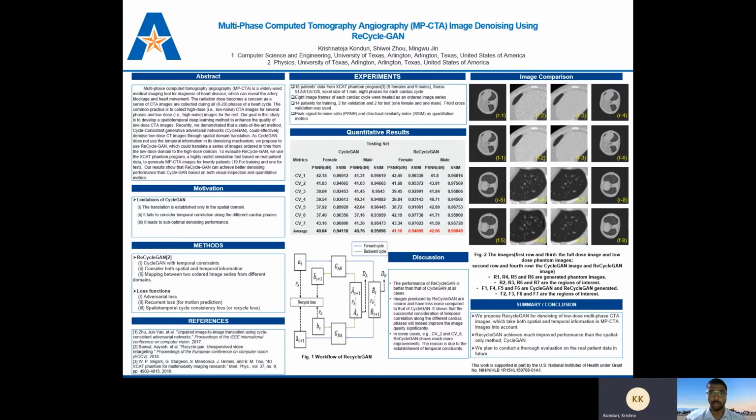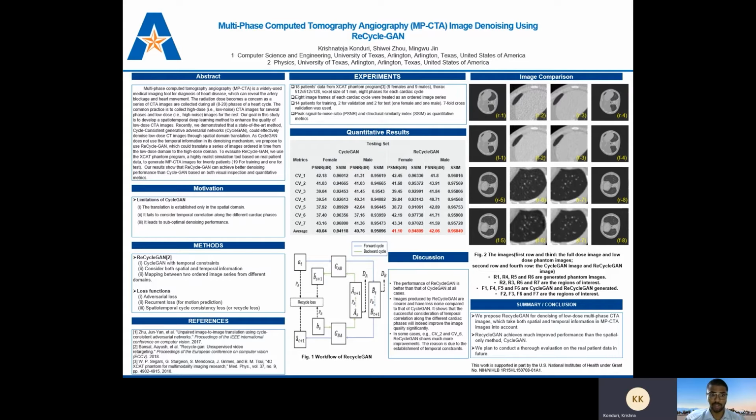As we all know, medical imaging is an integral part of the healthcare industry, mainly used for diagnosis. In this case, MPCTA is a widely used diagnosis tool for heart disease, which reveals artery blockage and heart movement. The radiation dose becomes a concern as a series of CTA images are collected during all 8 to 20 phases of the heart cycle. The common practice is to first collect high-dose images for several phases and low-dose images for the rest. Therefore, our goal in this study is to develop a spatial temporal deep learning method that could enhance the quality of low-dose CTA images.